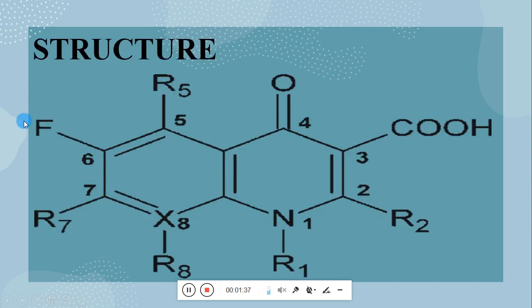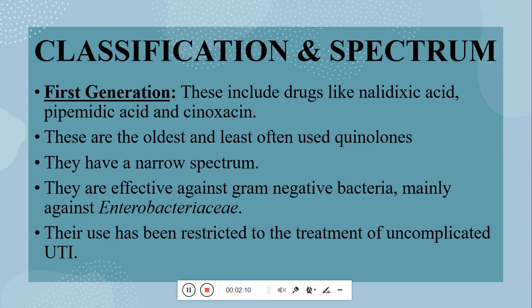Here a fluorine group was added, and so the quinolones were converted to fluoroquinolones. The R groups, these R1, R2, R5, R7, R8, indicate possible positions for structural modifications. Structural modifications can be made at these positions, and so new generations of fluoroquinolones are synthesized. The X usually corresponds to a carbon or a nitrogen atom.